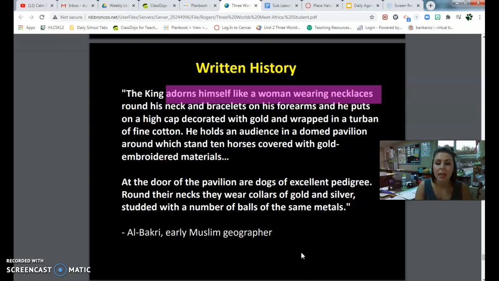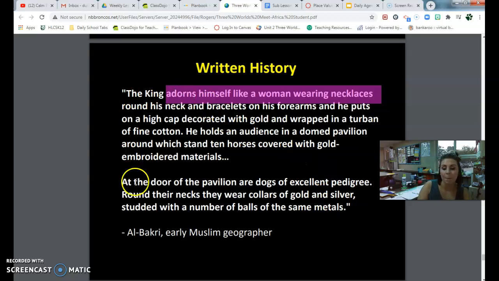It says, the king adorns himself like a woman, wearing necklaces around his neck and bracelets on his forearms, and he puts on a high cap decorated with gold and wrapped in a turban of fine cotton. He holds an audience in a domed pavilion around which stands 10 horses covered with gold embroidered materials. At the door of the pavilion are dogs of excellent pedigree. Around their necks they wear collars of gold and silver, studded with a number of balls of the same metals.